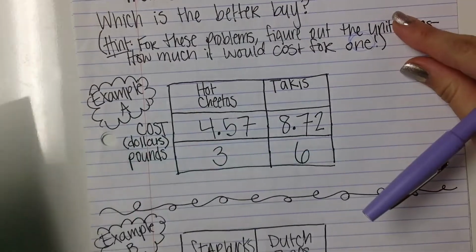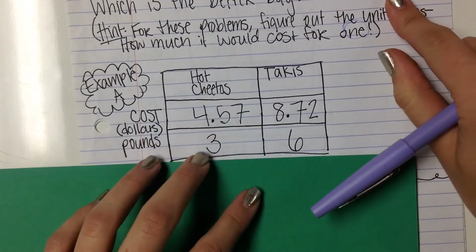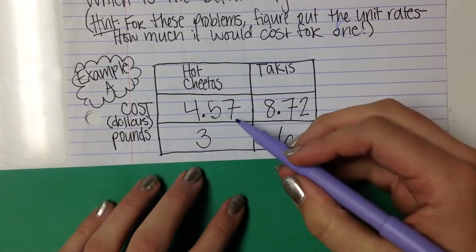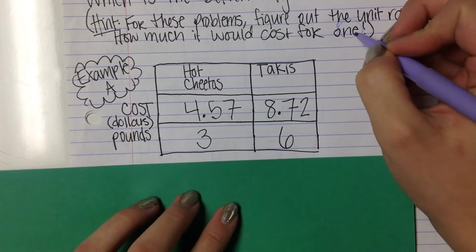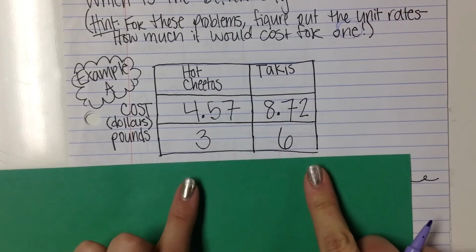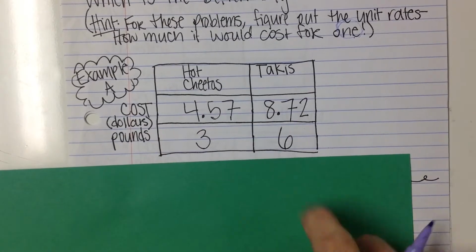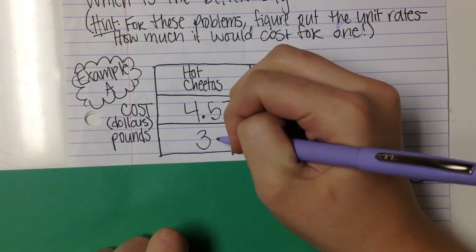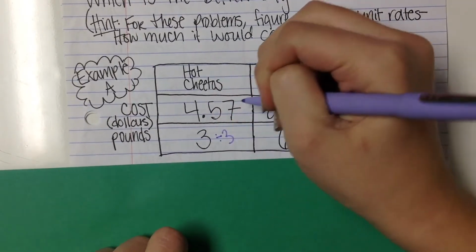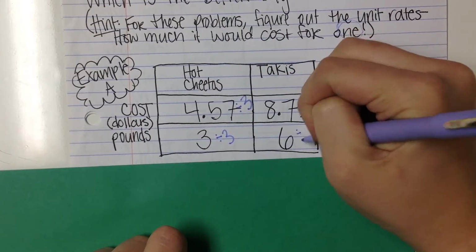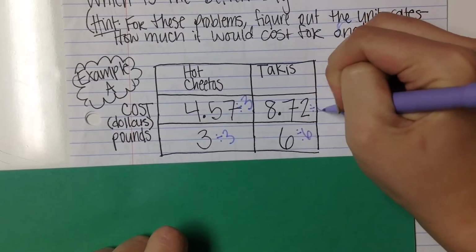Example A. Hot Cheetos are $4.57 for 3 pounds and Takis are $8.72 for 6 pounds. So I'm going to figure out my unit rates for both of these, and then if I know how much it costs for 1 pound of Hot Cheetos and 1 pound of Takis, I can tell you which is the better buy. So in order to do that, I need to divide by 3 and 3 for my Hot Cheetos, then divide by 6 and divide by 6 for my Takis.